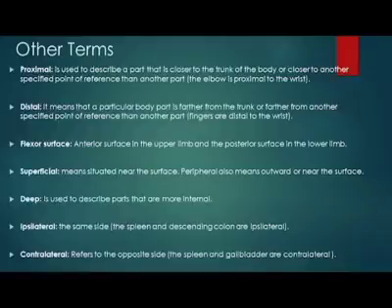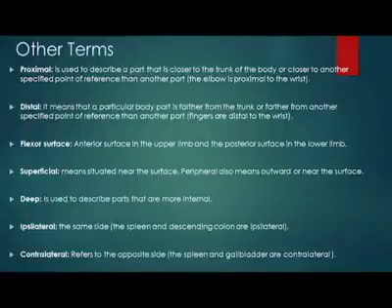First one, proximal. It's used to describe a part that is closer to the trunk of the body or closer to another specified point of reference than another part. For example, the elbow is proximal to the wrist. Second one is distal. It means that a particular body part is further from the trunk or further from another specified point of reference than another part.